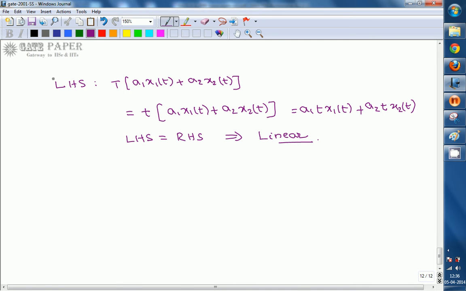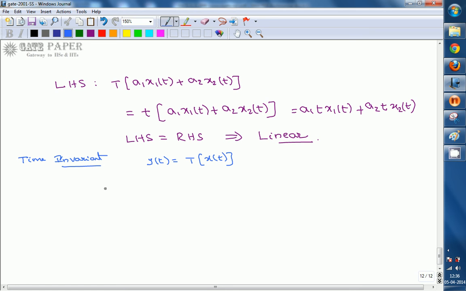Coming to the time invariance property, that is, checking the time invariance. In order to check this, let us consider the system with output y(t) as the transformation on the input x(t). If the system characteristics do not vary with respect to time, then we can say the system is time invariant. Otherwise we call it time variant.